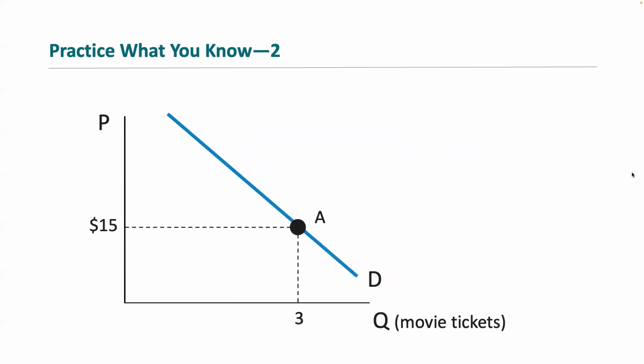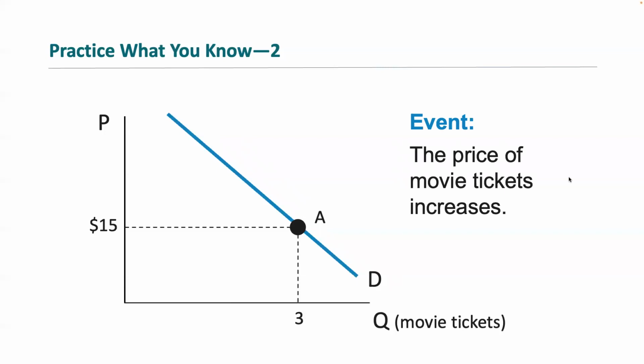Now, in this particular example, the price of movie tickets is going to be increasing. So the price is changing. We want to know, are we going to see movement along the curve, or are we going to see the whole entire curve itself jump to the right or the left? And the correct answer here is that if that price goes up, we're just going to see movement along the curve. So we're still staying on this curve, the curve itself is not moving.